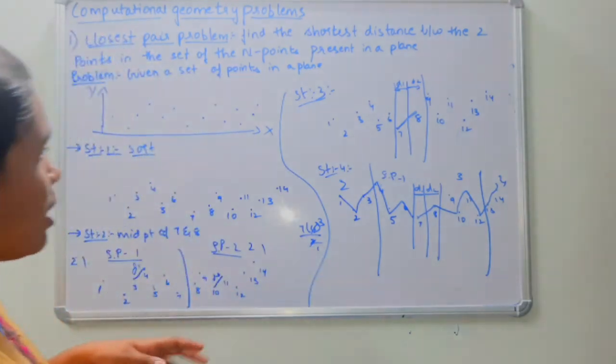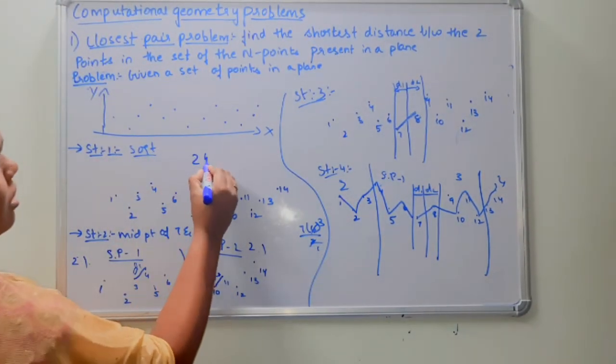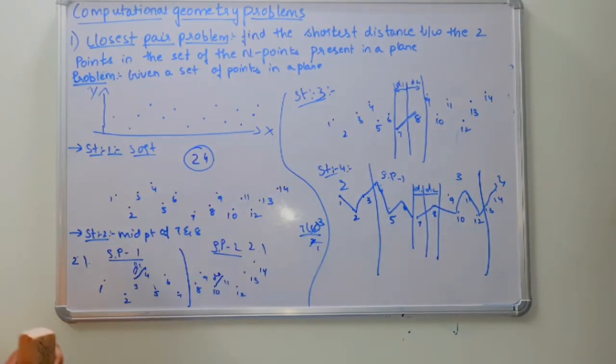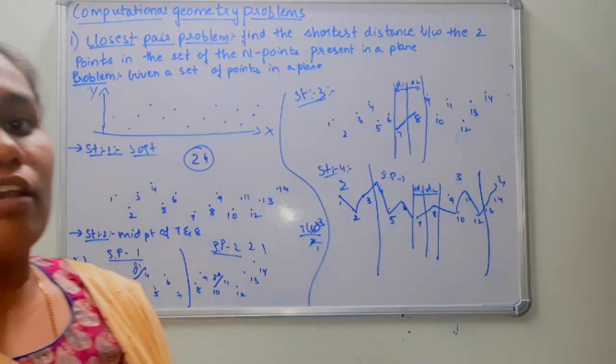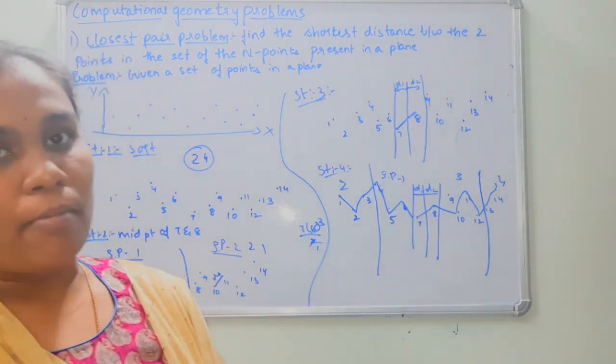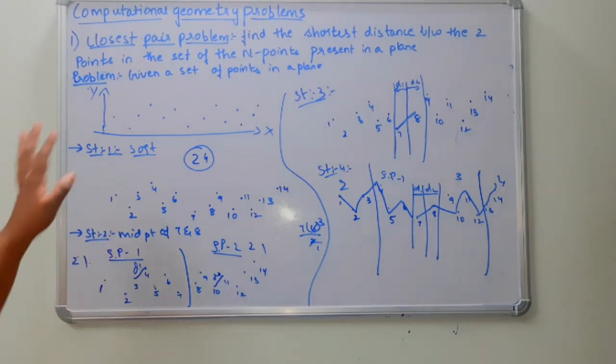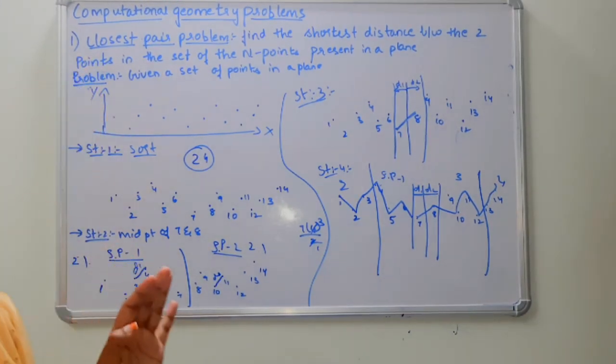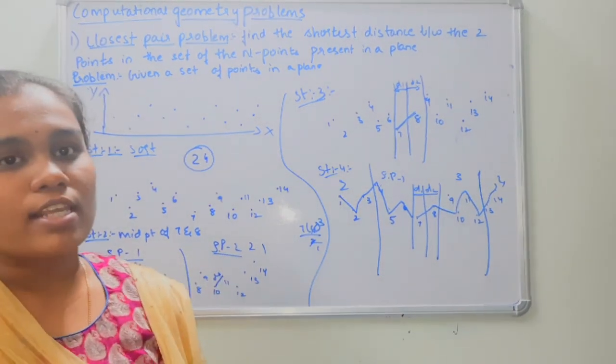Here there are totally 24 comparisons, which is less than the brute force algorithm. In brute force algorithm, there are more comparisons compared to the closest pair problem. And this is the end of this session. Thank you.